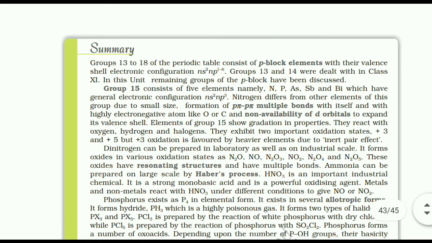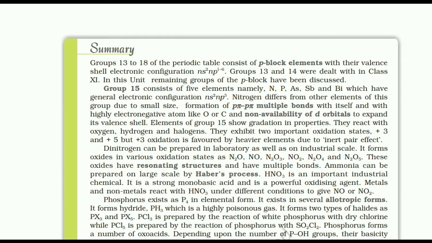Summary. Groups 13 to 18 of the periodic table consist of p block elements with their valence shell electronic configuration ns2 np1 to 6. Groups 13 and 14 were dealt with in class 11th. In this unit, the remaining groups of the p block will be discussed. Group 15 consists of 5 elements, namely nitrogen, phosphorus, arsenic, antimony and bismuth, which have the general electronic configuration ns2 np3.